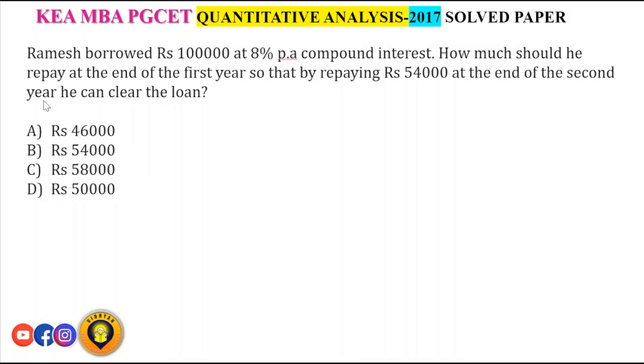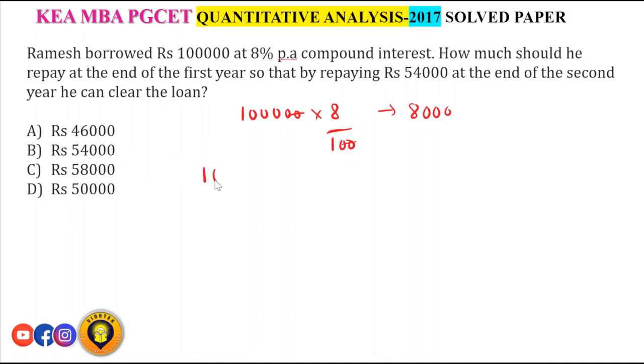See, Ramesh borrowed 1 lakh at 8% per annum compound interest. So what will be the total amount in 1 year? First, find the total amount in 1 year. For 1 lakh rupees, 8% interest for the first year. First year it will be 8%, right? What is 8% of 1 lakh? 8% of 1 lakh is 8,000. So 8,000 rupees interest is added to 1 lakh.